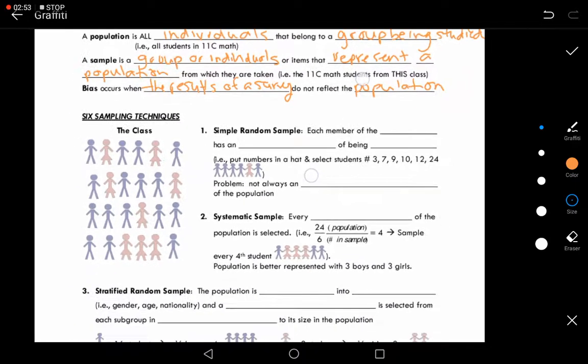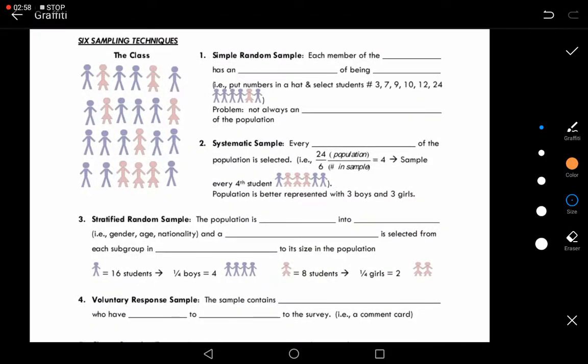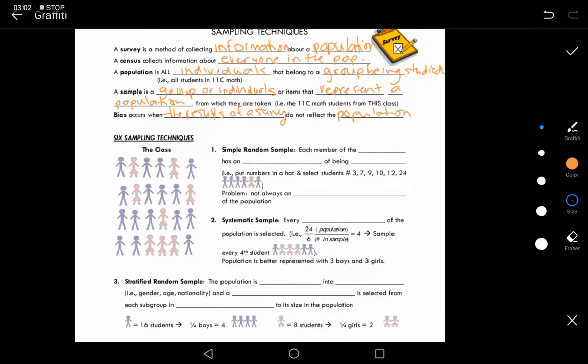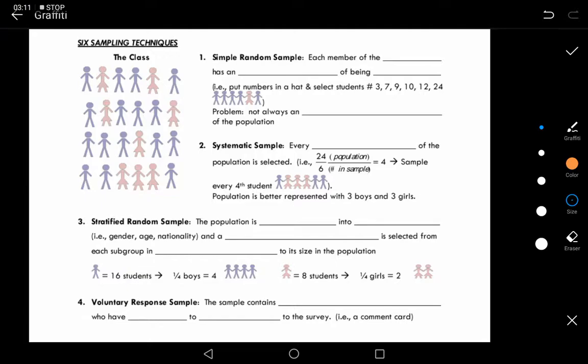Okay, so the next part of this note, we are going to be talking about sampling techniques. So remember, a sample is a group or individuals or items that represent a population from which they are taken. So a sample is basically just a couple of people that come from the whole entire population of the group that you are studying. So there's 6 different sampling methods. So we're just going to work through those so you're aware of them.